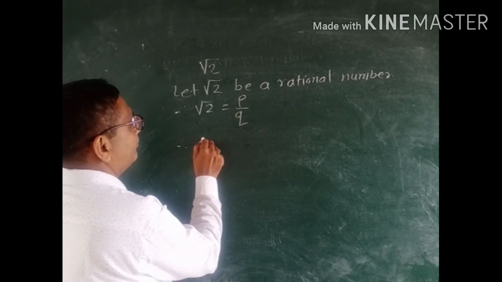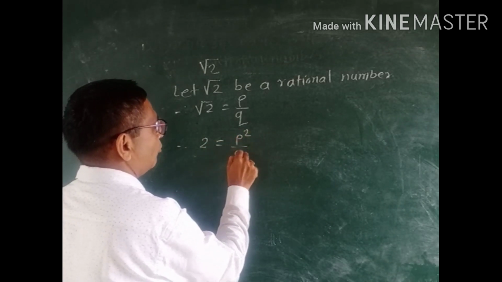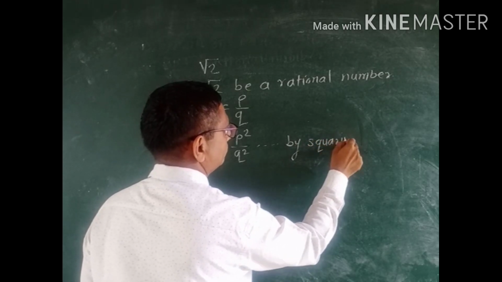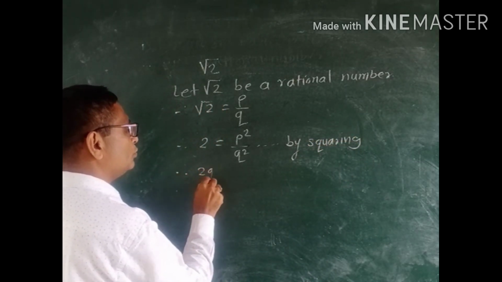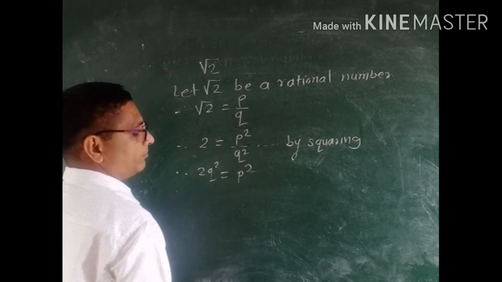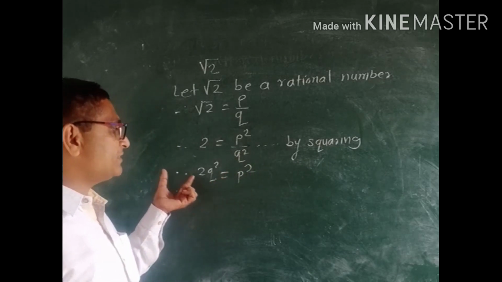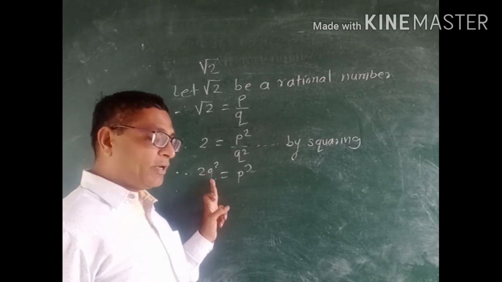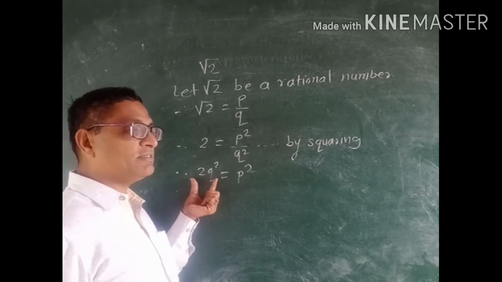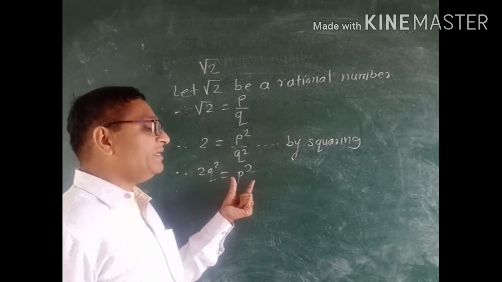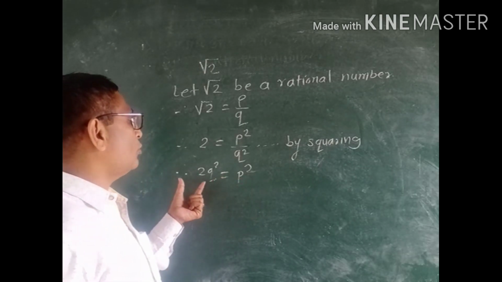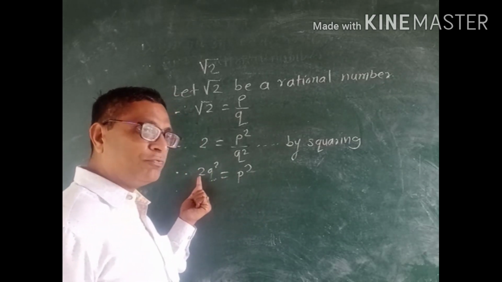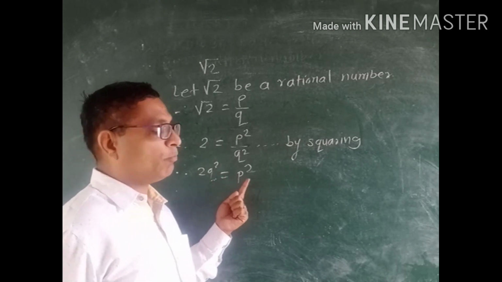Now, by squaring, 2 is equal to p square upon q square. Hence, 2q square is equal to p square, by taking this q square to the left side. Now this tells us that 2 is a factor of the left side, hence p square is an even number. Because 2q square is equal to p square, these two numbers are the same. If 2 is a factor of q square, then 2 is also a factor of p square.